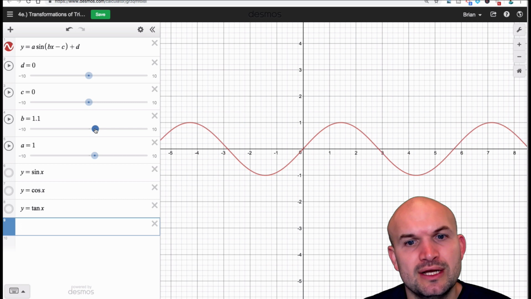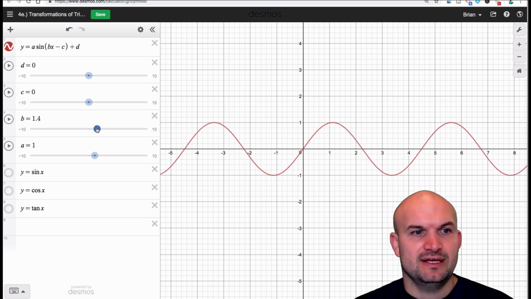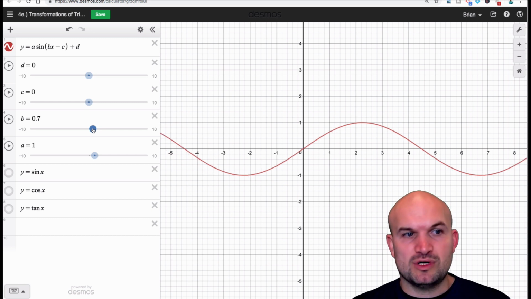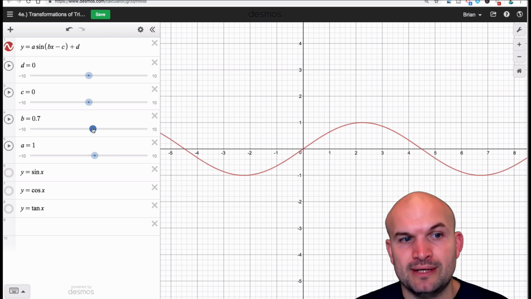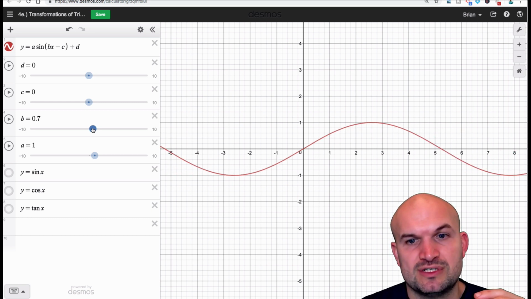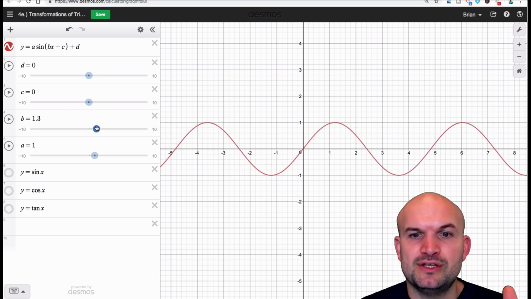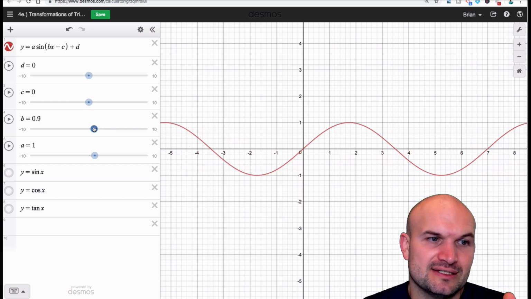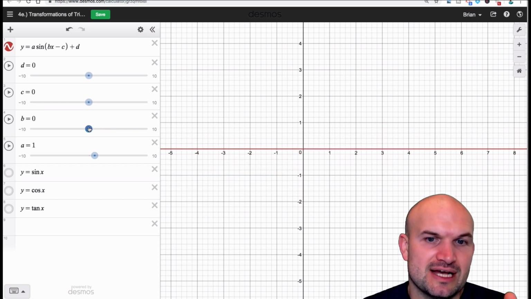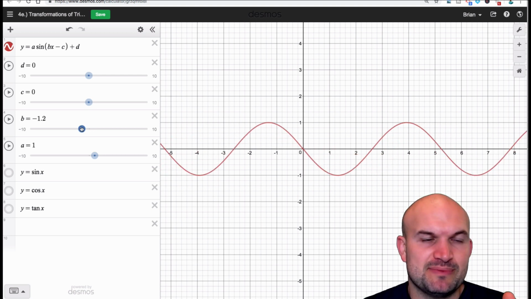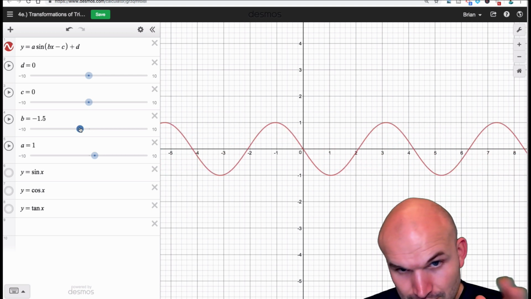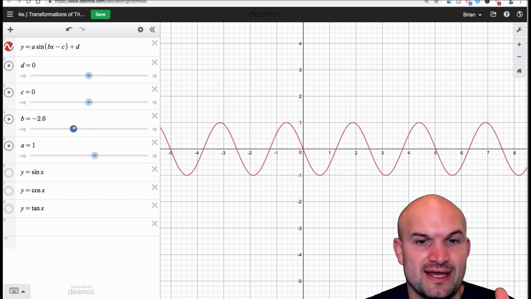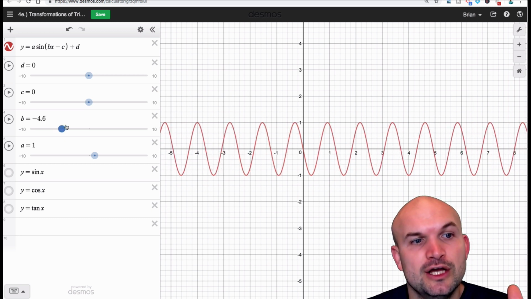As this number is between 0 and 1, still positive, you can see that the graph is being horizontally stretched. But once I get greater than 1, we have a horizontal compression. And as that number keeps getting smaller, getting to 0 and below, you can see the graph is being reflected about the y-axis. You can see how it got reflected about the y-axis, and as it gets closer, you can see that compression.